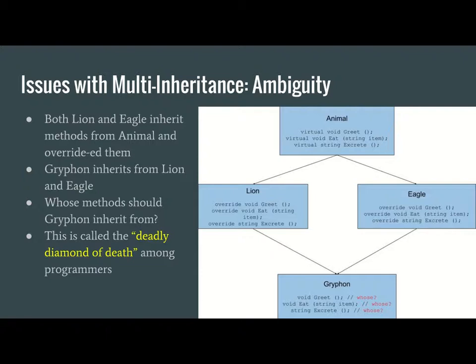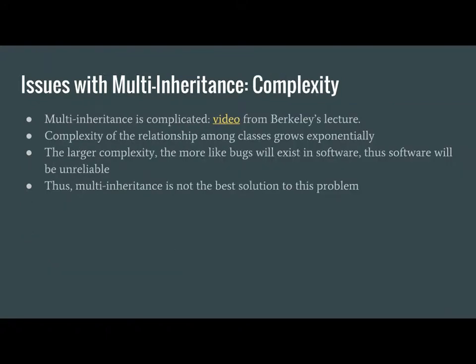Whose greet method should we inherit from if they are implemented differently? Should the Griffin inherit from lion's greet, eagle's eat, lion's greet, eagle's greet? Does that make sense? No. So that's the problem of multiple inheritance: when we try to inherit from two classes that originate from this one class, there's ambiguity here. Another problem is the complexity. Multiple inheritance is very complicated.